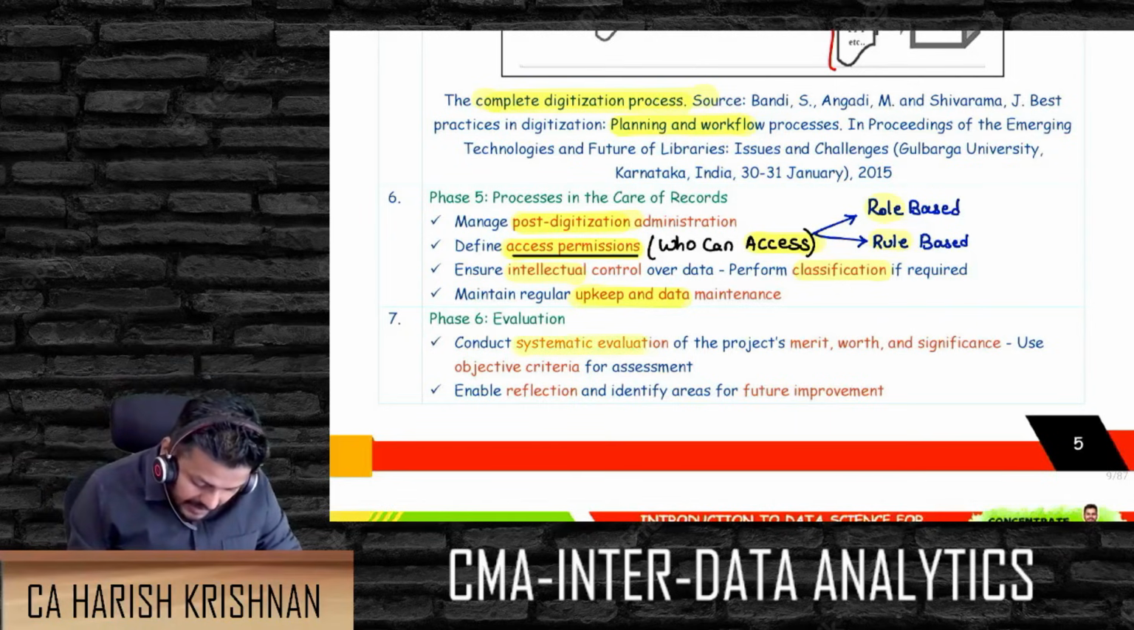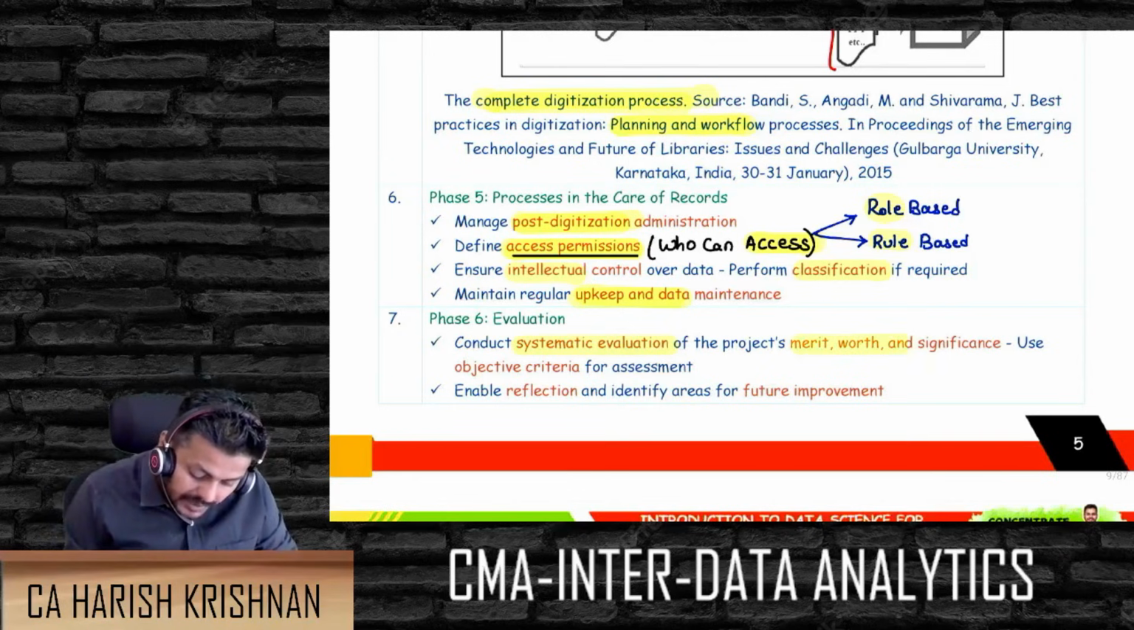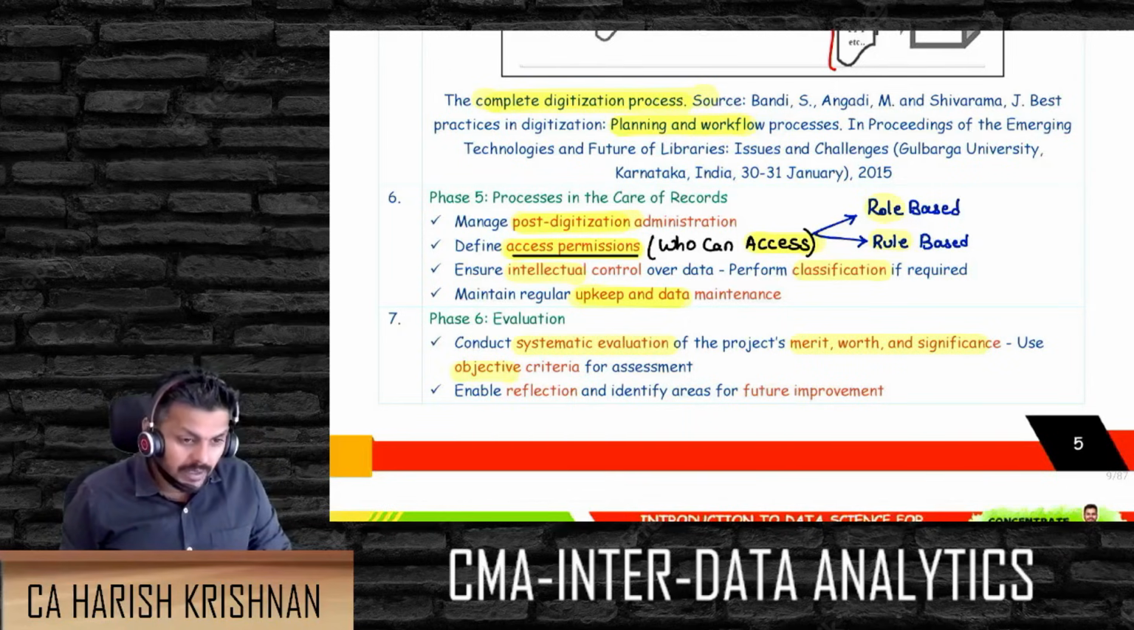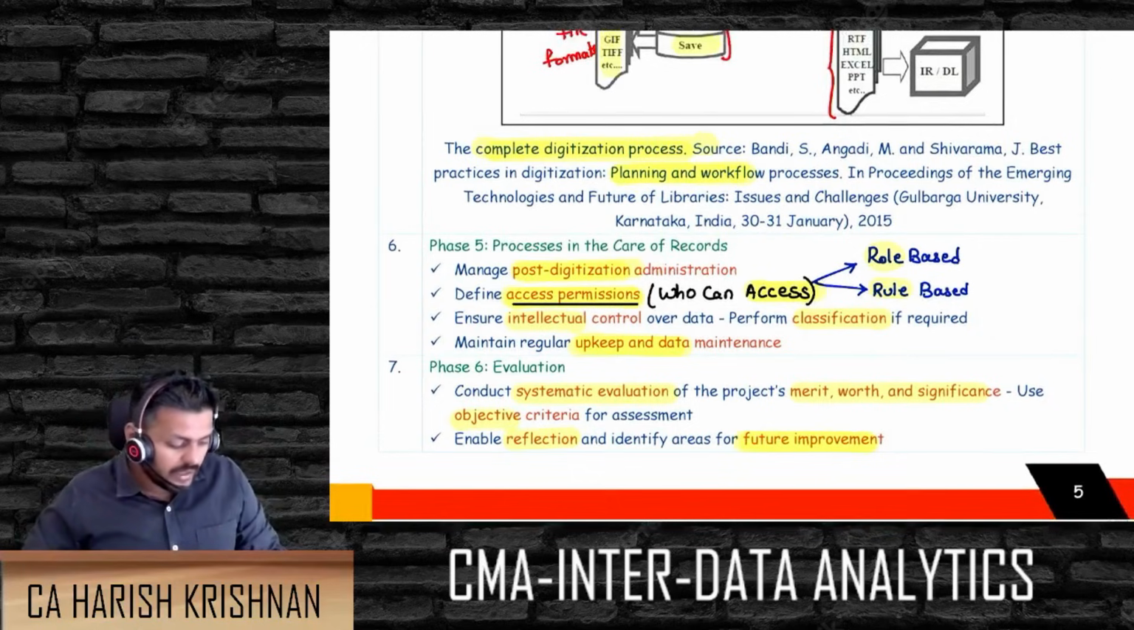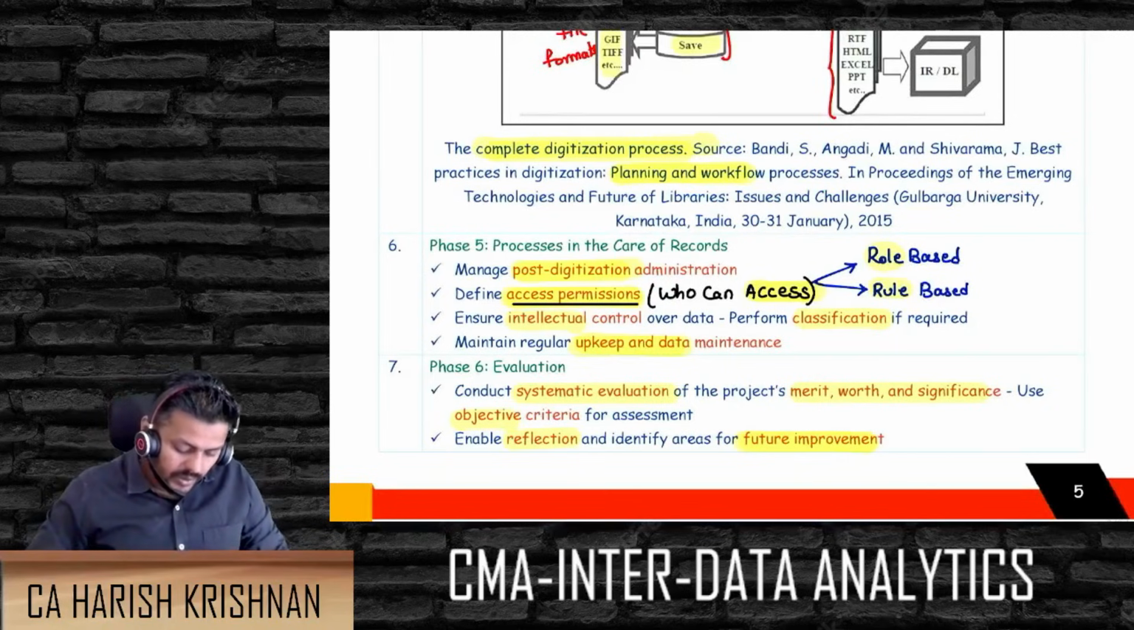Conduct systematic evaluation, right? Systematic evaluation of the project's merit, worth, and significance, use objective criteria for the assessment, and enable reflection and identify areas, if there are any, for future improvement. I don't think I have to explain evaluation, because we have discussed a similar context in management, where you're just checking whether you got what you wanted out of that exercise.